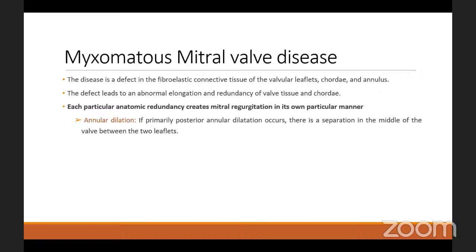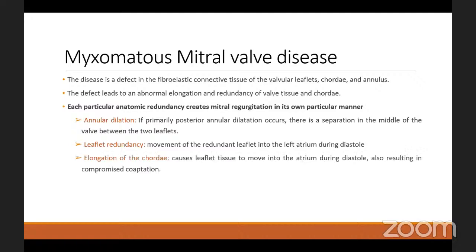So if you have an annular dilatation, which is usually in the posterior annulus, there will be a separation in the middle of the valve between the two leaflets. If we have leaflet redundancy, then the movement of the redundant leaflet into the left atrium during diastole will be the main cause of the regurg. If we have elongation of the chordae, this will cause leaflet tissue to move also into the left atrium during diastole and result in compromised coaptation.